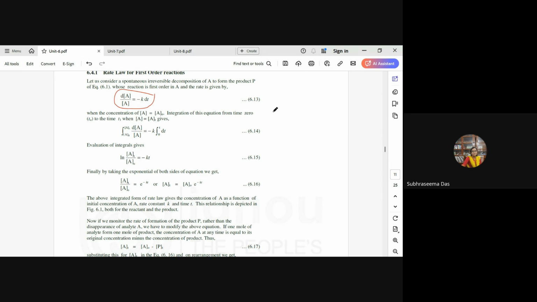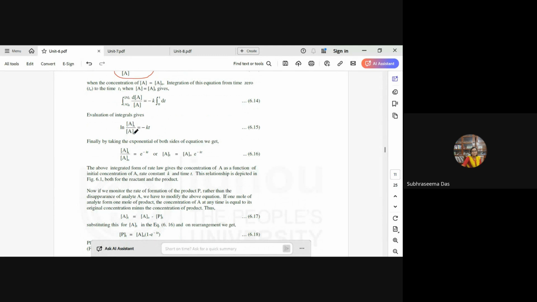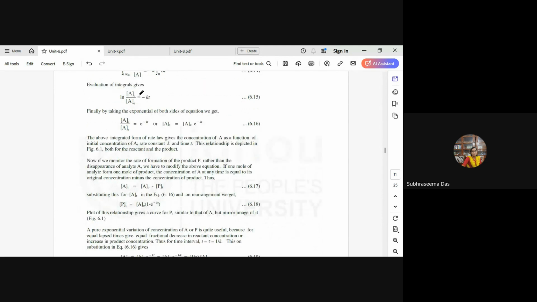Here, when we have a reactant A that decomposes to form the product B, the rate of the reaction is given by d[A]/[A] equal to minus k dt. So ultimately, when we integrate this within the limits and evaluate, finally taking the exponential of both sides, we see that the concentration of A at time t divided by the concentration of A at time 0 is equal to e to the power minus kt.